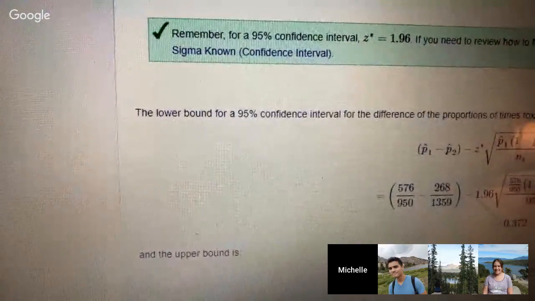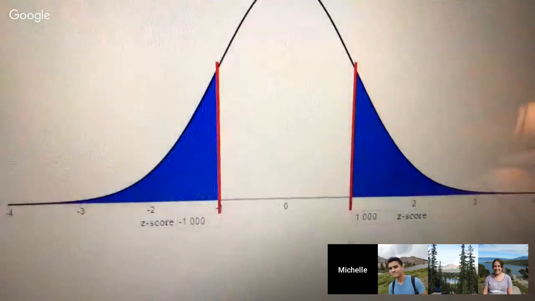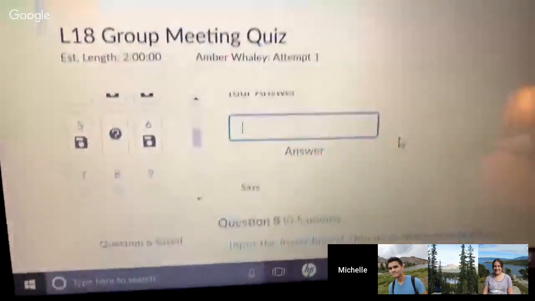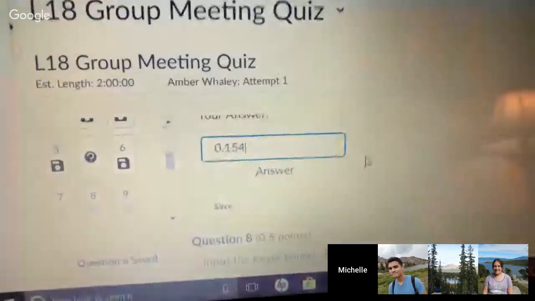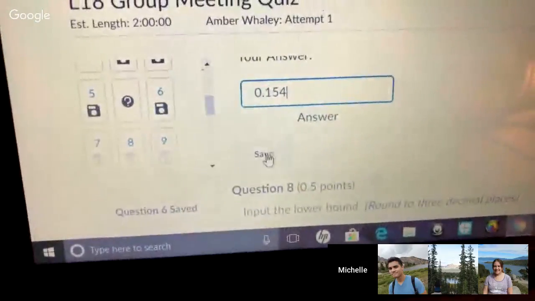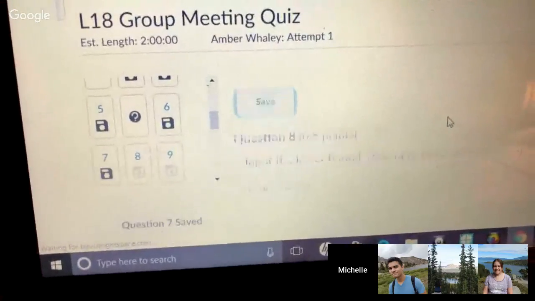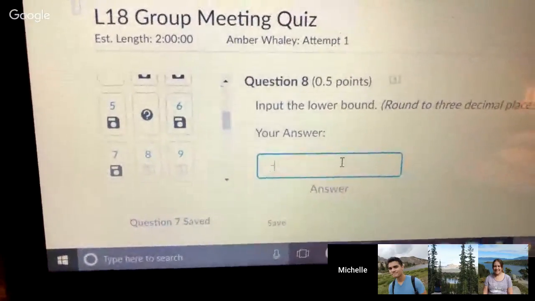I think I got number 7, but I'm not sure if I'm right. What did you get for number 7? 0.154. Yep, that's correct. Oh, yay.